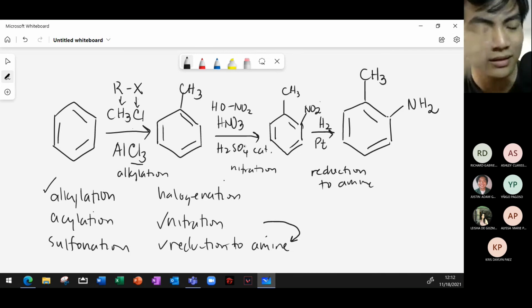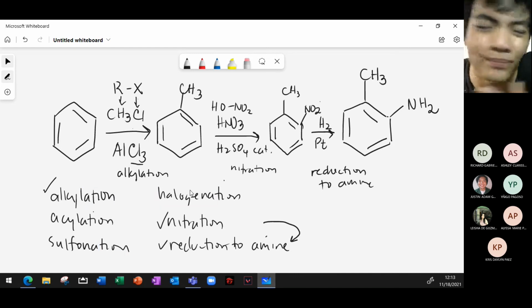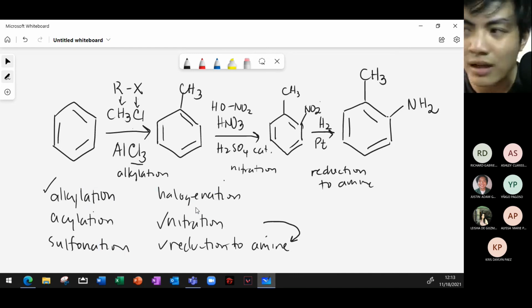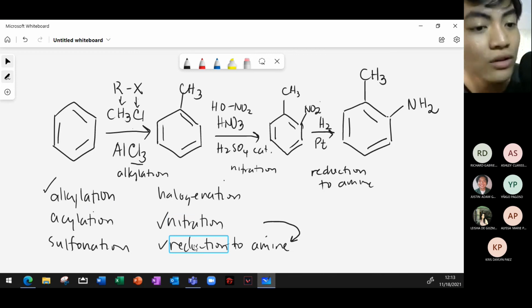So, ganun lang. Pag nakakita kayo ng product, tapos ang reactant mo is benzene, isip ka ng pwede gawing steps. Just remember ano yung madudugtong for the alkylation, for the acylation, for the sulfonation, for the halogenation, nitration, and reduction to amine. So you just need to check ano yung pwede mo idugtong from those reactions.